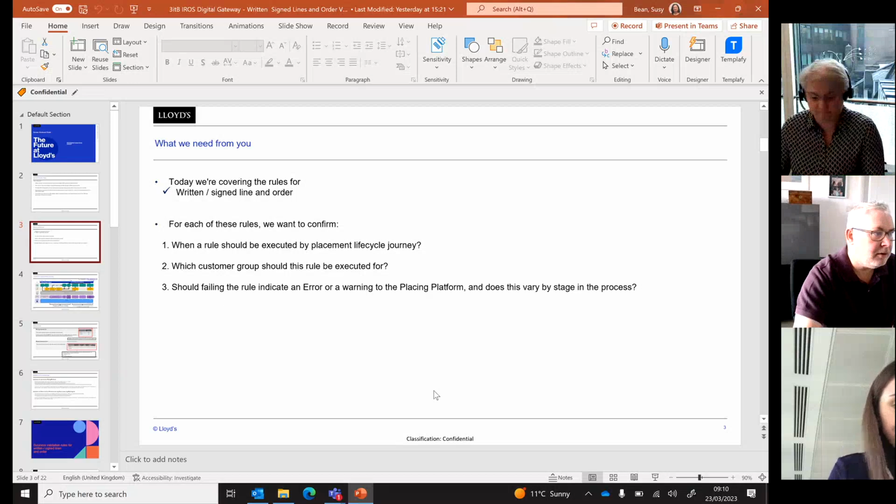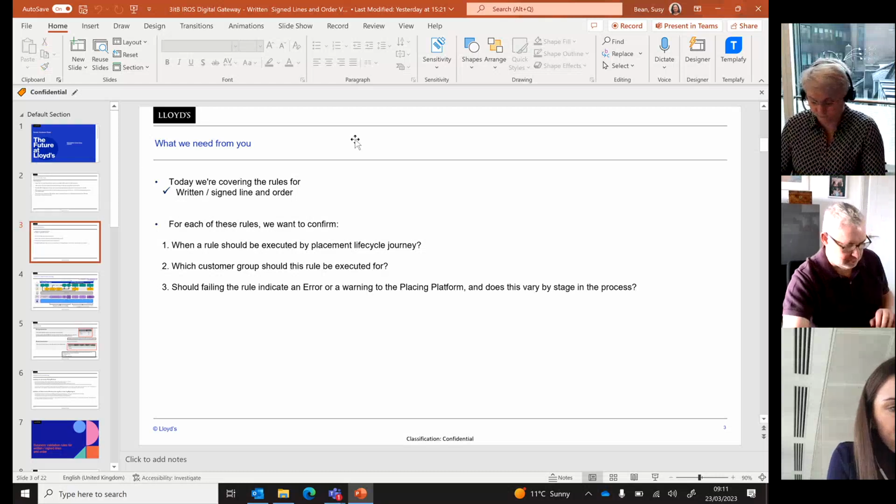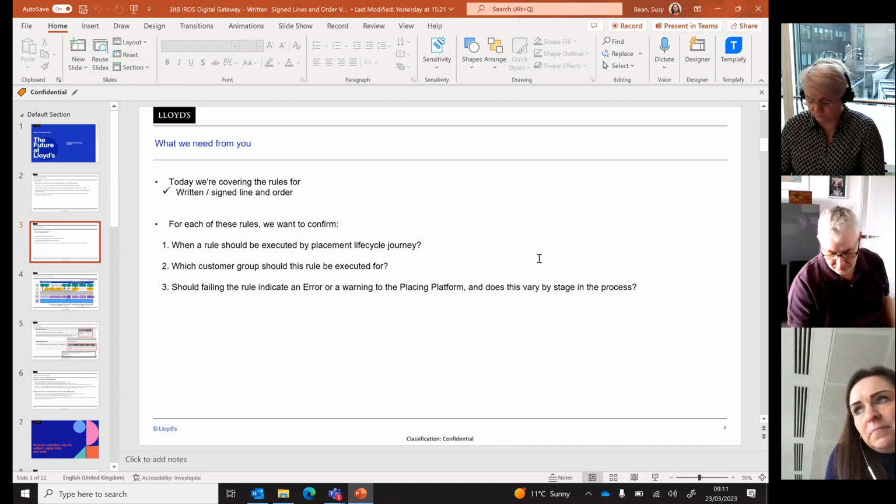Okay, cool. So the first few slides on the pack are the same as at the start of the other pack, so I'm going to jump straight to slide 3, which is about what we're covering today. Today we're covering the rules for written, signed lines and order. For each of these rules, we want to confirm when a rule should be executed by placement life cycle journey, which customer group should this rule be executed for, and should the rule failing indicate an error or a warning to the placing platform, and does this vary by stage? Those are the key questions, which are the same key questions as previously.